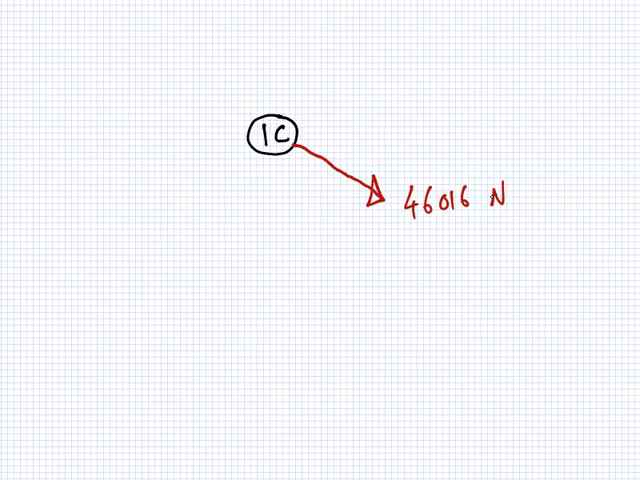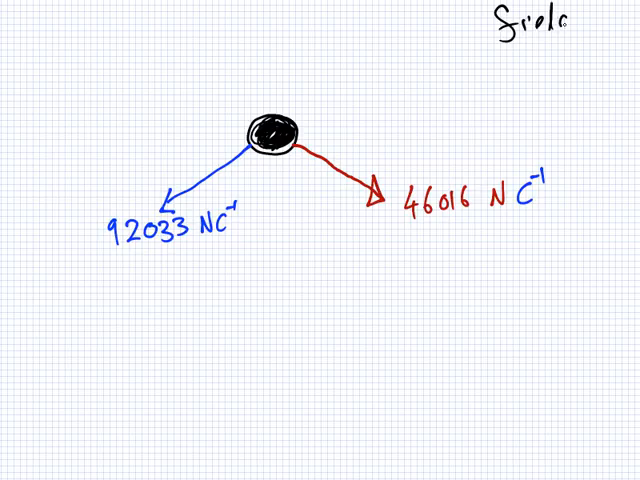Now the second field, I'll do it in blue. Which way will that point? From the top right to the bottom left. This is newtons per coulomb, okay? How much is that one? 92,033 newtons per coulomb. Let me just get rid of this. It doesn't have to be 1 coulomb, just forget about it. This is the field. Okay, the next one, E3, the third one.